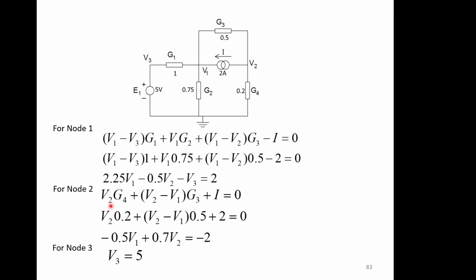Same again for node 2. Develop the node equation, put the numbers in, simplify it down. Minus 0.5 V1 plus 0.7 V2 equals minus 2. And for node 3, V3 equals 5, because it's connected straight to this voltage source. Yeah, it can't be anything other than 5. Because this is a 5 volt source, it's a perfect source, it's going to make this 5 volts come hell or high water.